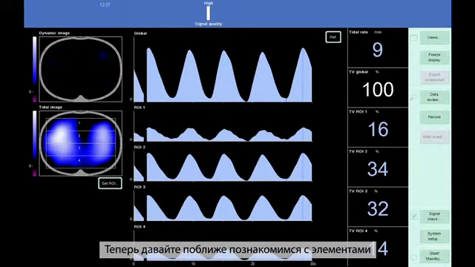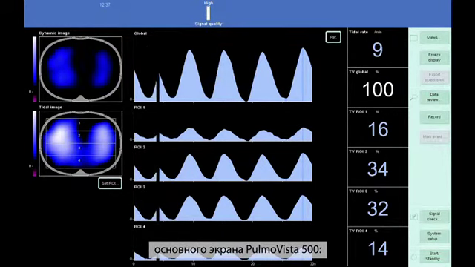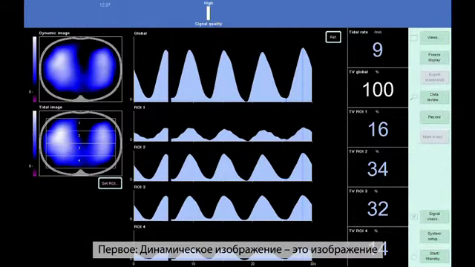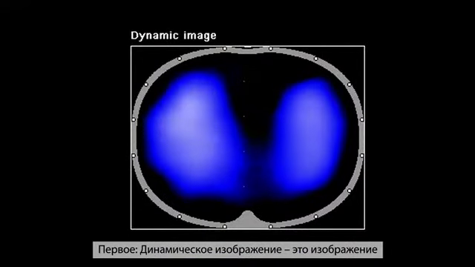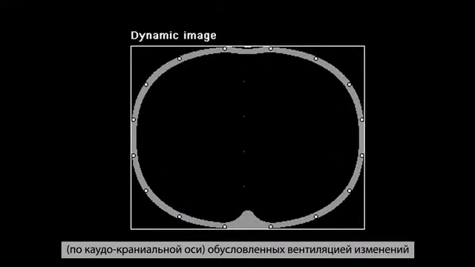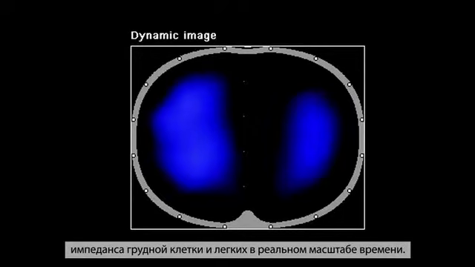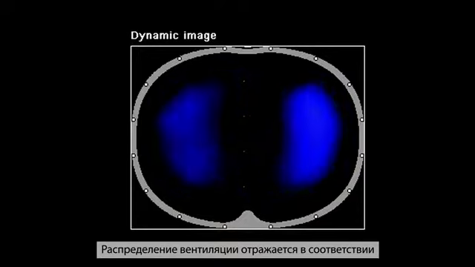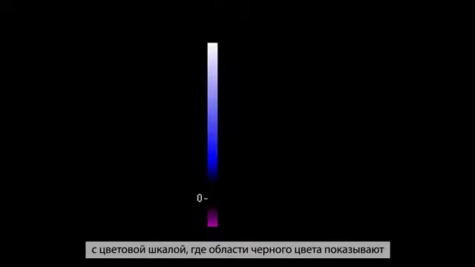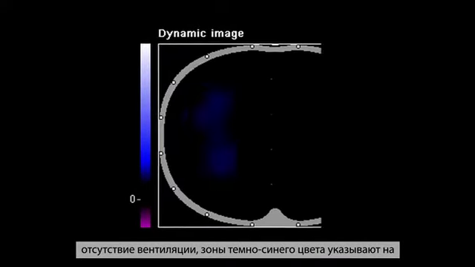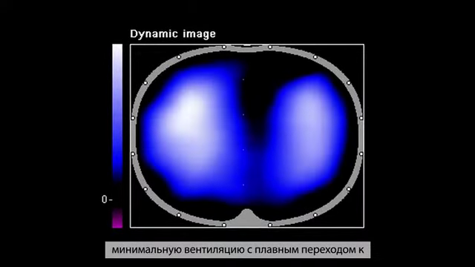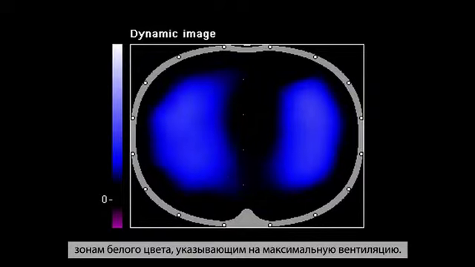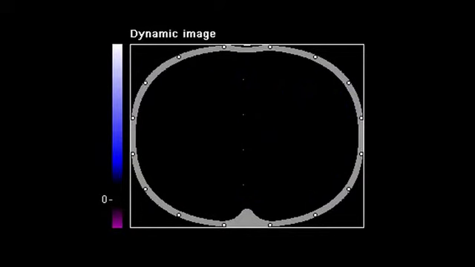Now, let's take a closer look at the elements of the main view of PulmoVista 500. Firstly, the dynamic image, a real-time cordocranial view of ventilation-related impedance changes. The distribution of ventilation is displayed according to this colour scale. The black areas indicate there is no ventilation. The darkest blue areas indicate minimal ventilation through to the white areas which show maximal ventilation.